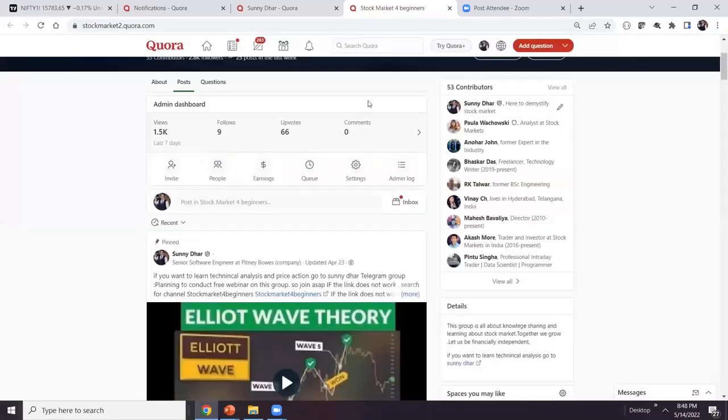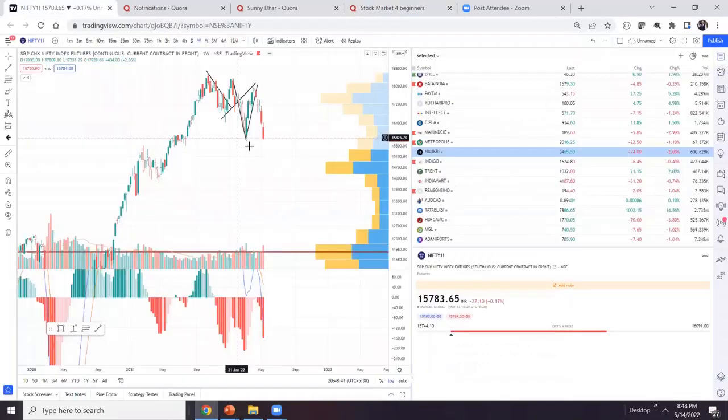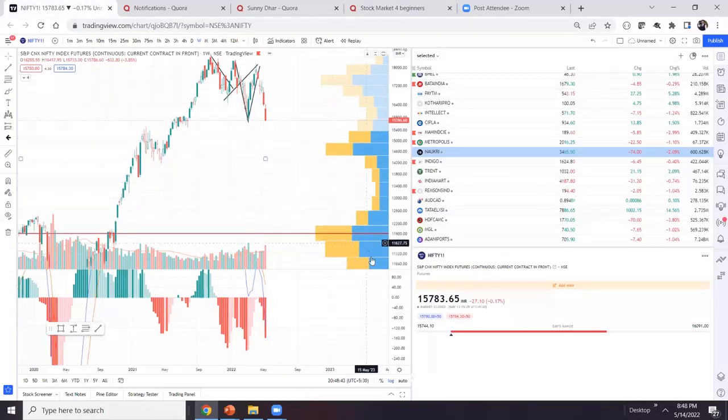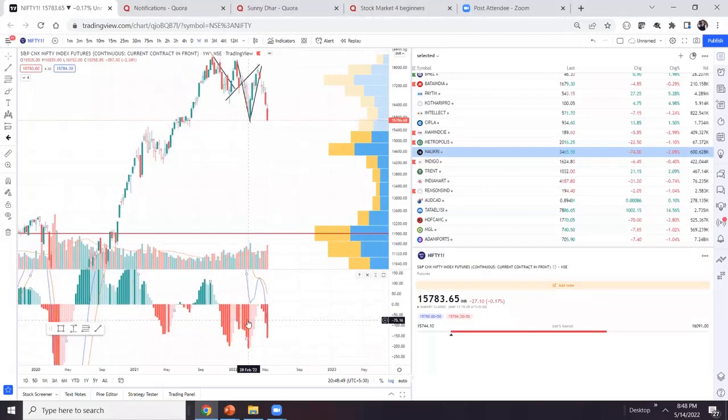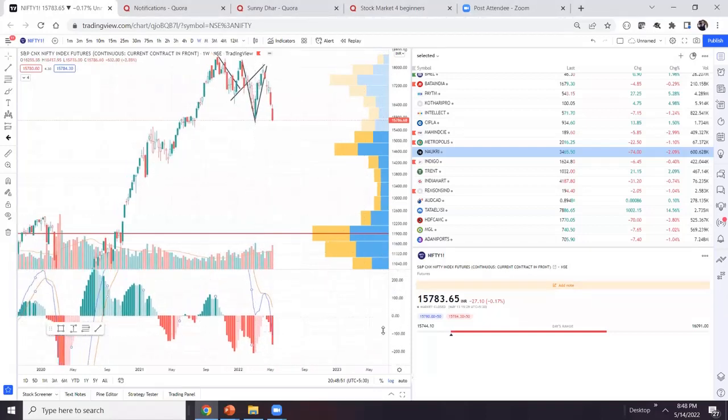Sir, there was one question in chat when you were checking divergence. Those MACD charts below, the MACD histograms, which are these? The below chart? Yes, this one. Yes sir. This is MACD.